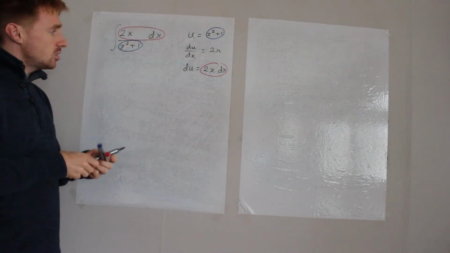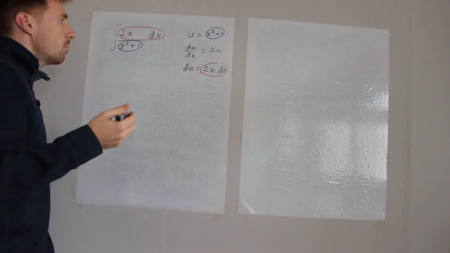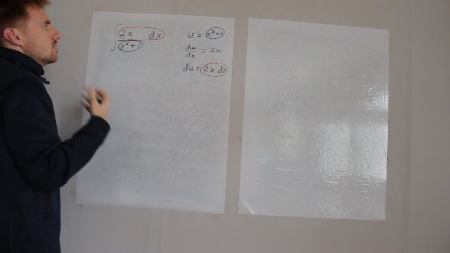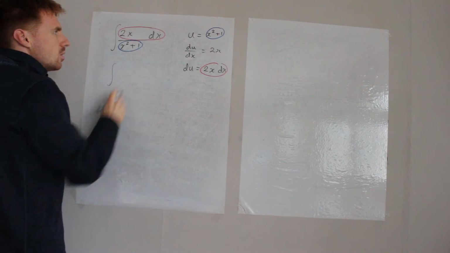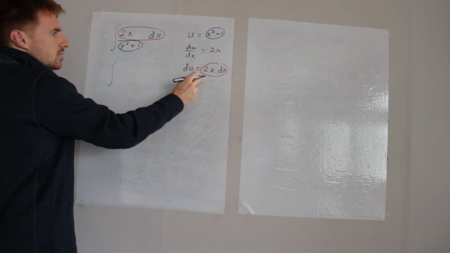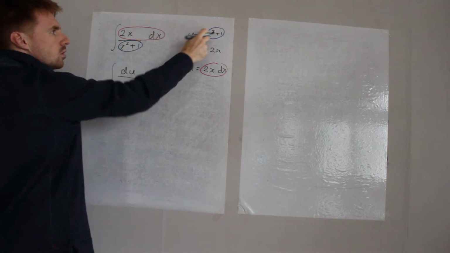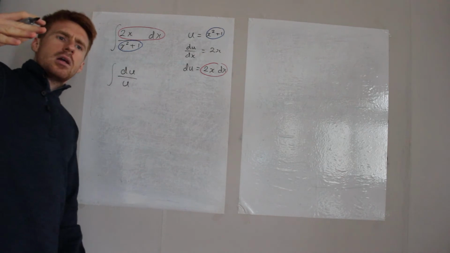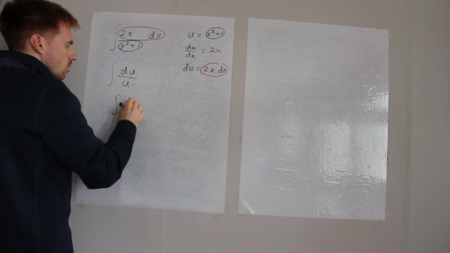So what this means is that I can actually rewrite this integral, not in terms of x, but in terms of u, because at the moment you can't integrate 2x over x squared plus 1, we don't know how. But if I write it in terms of u, replacing my red bit, 2x dx, with du, and replacing my x squared plus 1 with u, I've got this, du over u. This is the same as saying 1 over u du.